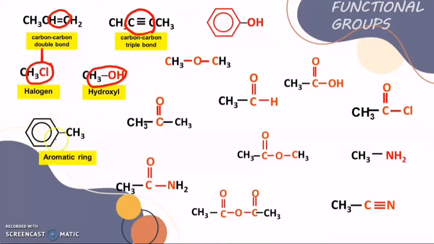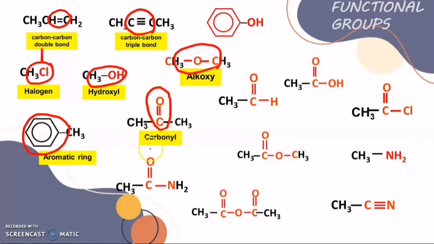The 6-membered ring here is named as an aromatic ring. So this is the functional group of an aromatic ring. The oxygen in between two alkyl groups, we call it an alkoxy group. The C double bond O here is named as the carbonyl functional group.